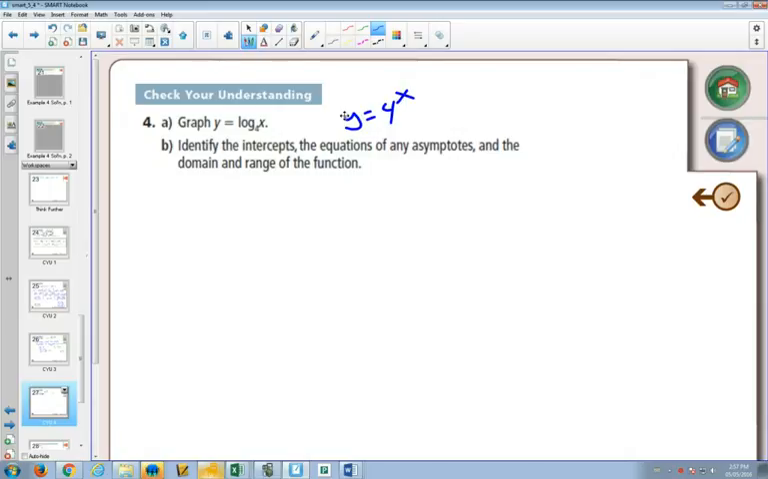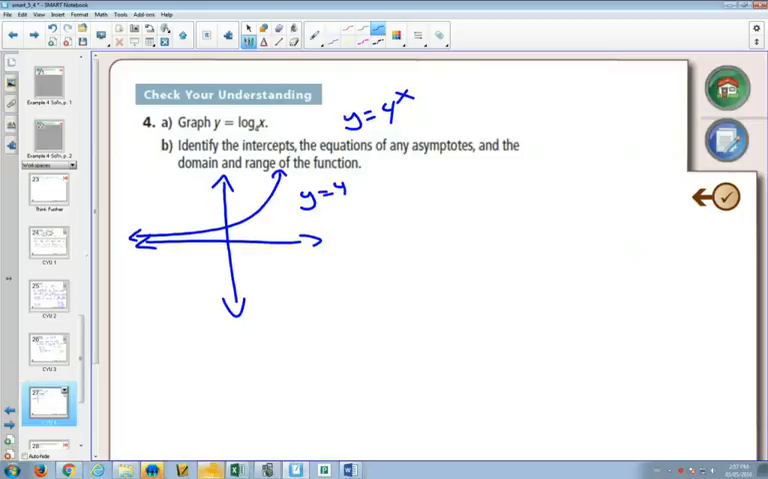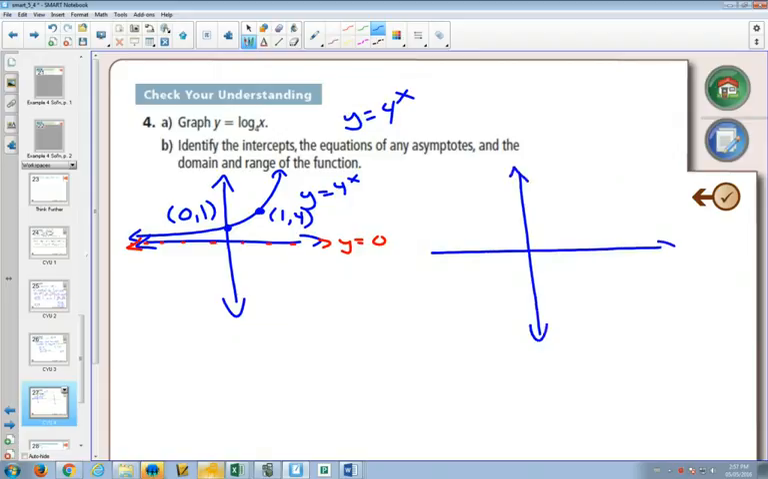So at the beginning right now, I'll get you to think of your exponential graph, y equals 4 to the x. You know it has an asymptote at y equals 0. You know that it goes through the point 0, 1 and 1, 4. Then your log graph, all you're going to do is switch x and y of those points.